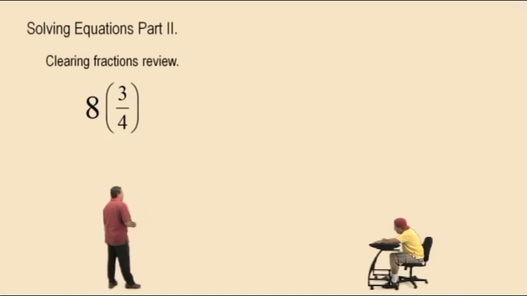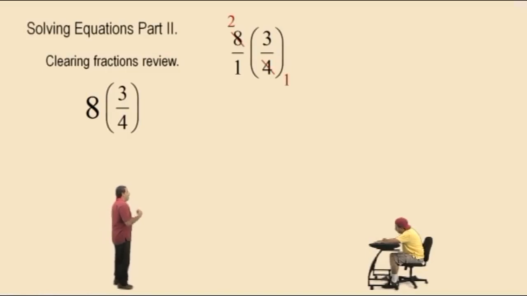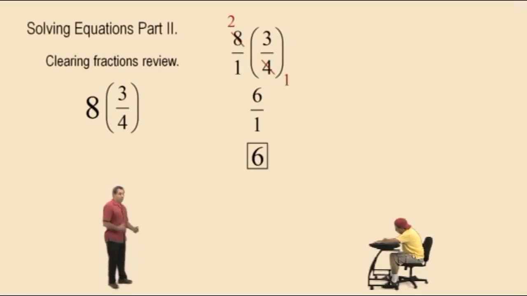Let's go ahead and review from pre-algebra. Let's write the 8 as 8 over 1, and this is being multiplied times 3/4. Well, notice the 8 and the 4 will reduce. They have a common factor of 4. 8 divided by 4 is 2, 4 divided by 4 is 1. And notice in the numerator we have 2 times 3, which is 6, and in the denominator it's 1 times 1, which is 1. Anything divided by 1 is itself, so we can disregard that 1 in the denominator, and the answer is 6.